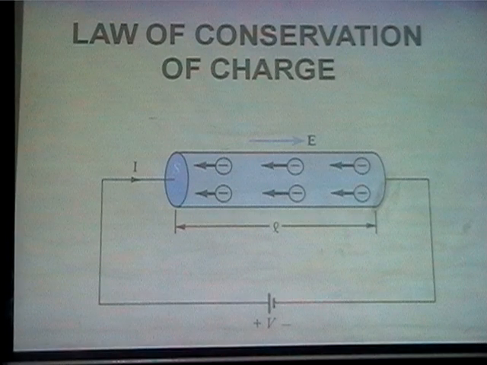So you can say current is a mad dog, goes round and round, or you can say charge is going round and round, and new charge is not added, existing charge cannot be destroyed. Such a concept is called the law of conservation of charge.